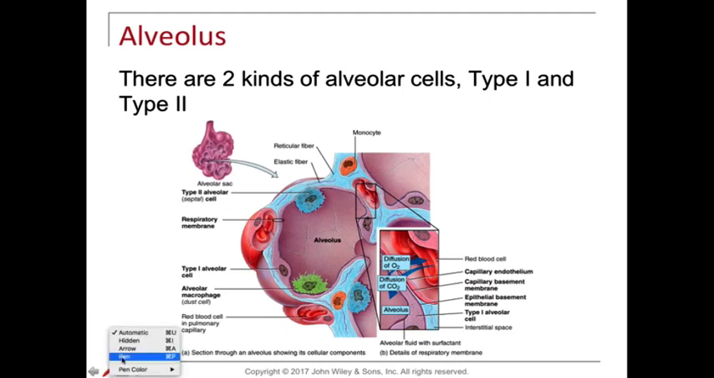Let me just circle it for you. Here's the type 2 for surfactant production, and there's type 1 for the gas exchange. And you can see the diffusion of oxygen and carbon dioxide taking place there.